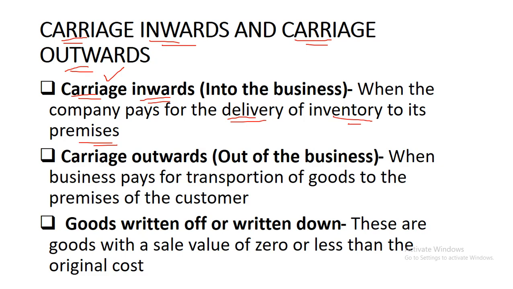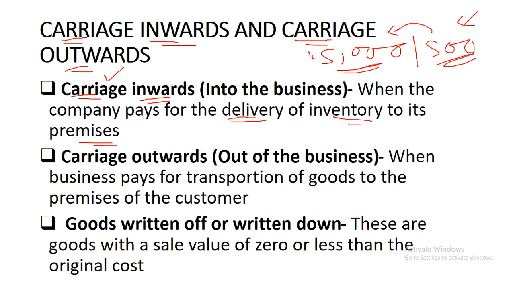So you buy 5,000 worth of inventory, right? And then you say, okay, I think I need to pay for transport, so that this inventory is delivered to my premises. Maybe you pay 500 kwacha, right? This 500 kwacha, which is specifically for the transportation of inventory to your premises, is what's called carriage inwards, right?